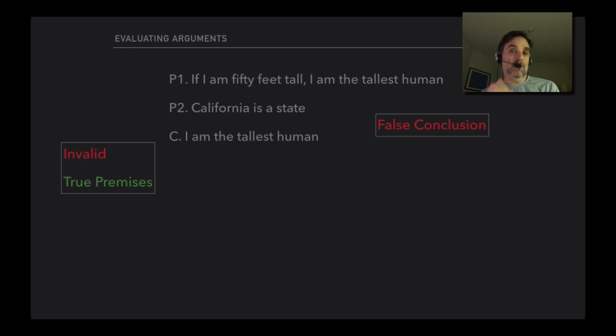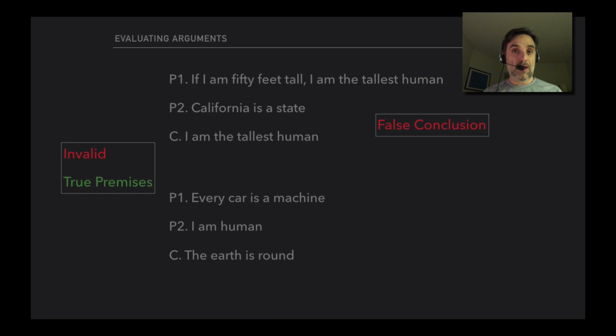If I'm 50 feet tall, I'm the tallest human. True. Premise 2, California is a state. True. Good. So those are both true. So true premises and invalid, and we get a false conclusion. Let's look at a second argument. Every car is a machine. That's true. I'm human. That's true. Conclusion, the earth is round. That's true. So here we have an argument with a true conclusion.